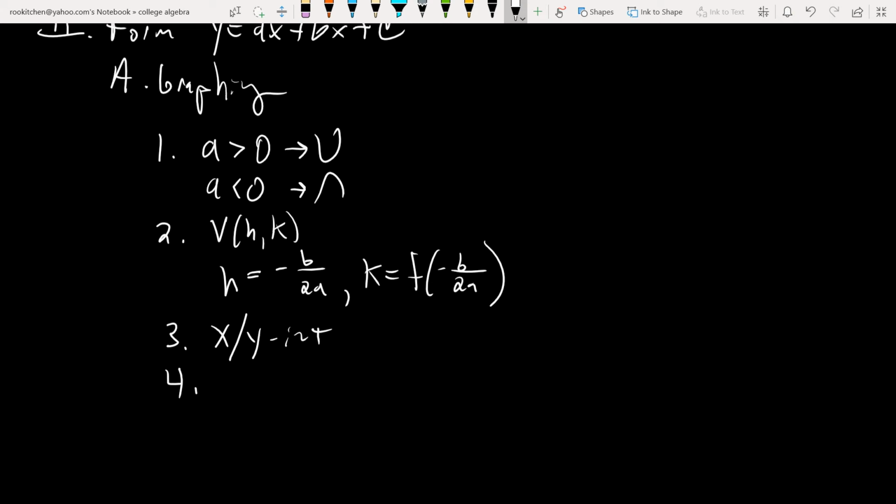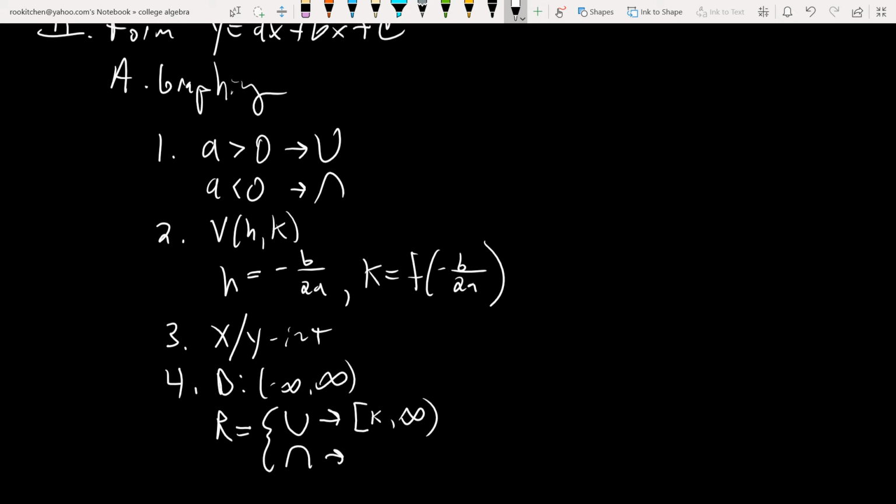Then we will get our domain and range, and again, the domain is always going to be negative infinity to infinity. The range will be, if it's concave up, then it's going to go from the y-coordinate of the vertex to infinity. If it's concave down, it goes from negative infinity to the y-coordinate of the vertex. And then finally, the axis of symmetry is x equals h.